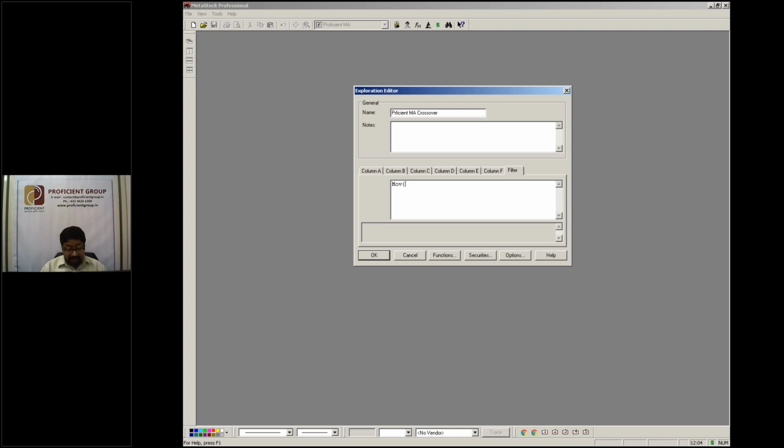And now here is a great advantage for MetaStock exploration or MetaStock system tester. You can also ask MetaStock to find out the best combination of moving averages that would have given you the greatest profit over a certain period of time, right? So these many things you can do with MetaStock.